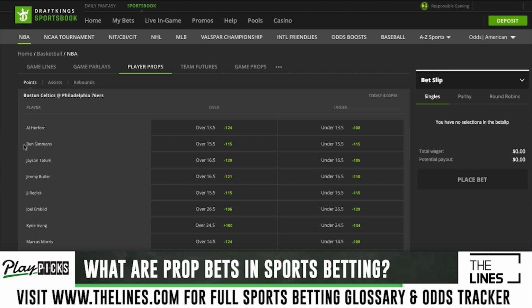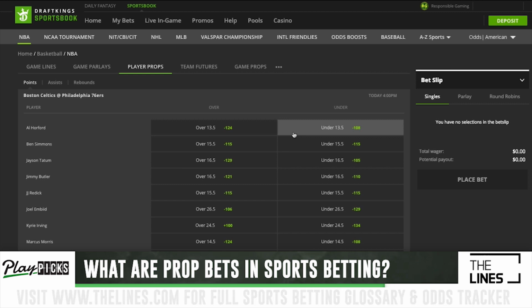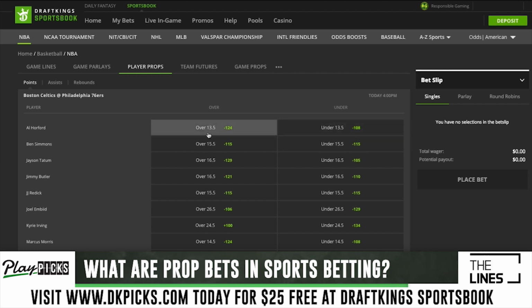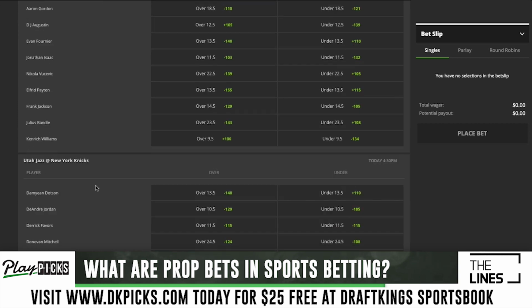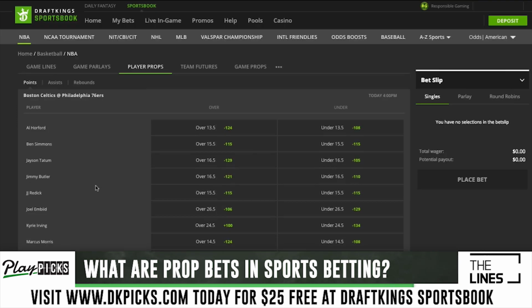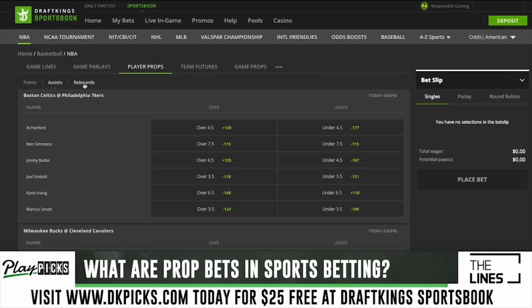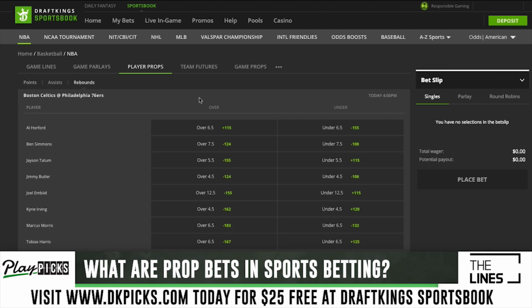happening within a game. So right here, this is a Celtics 76ers basketball game. Al Horford, it's a player prop of how many points he is going to score in this game, over 13.5 points or under 13.5 points. Now they have this for several of the games, as you can see. So tons and tons of options if you want to do player props from that. You can also bet on assists. You can bet on rebounds, all kinds of things like that.